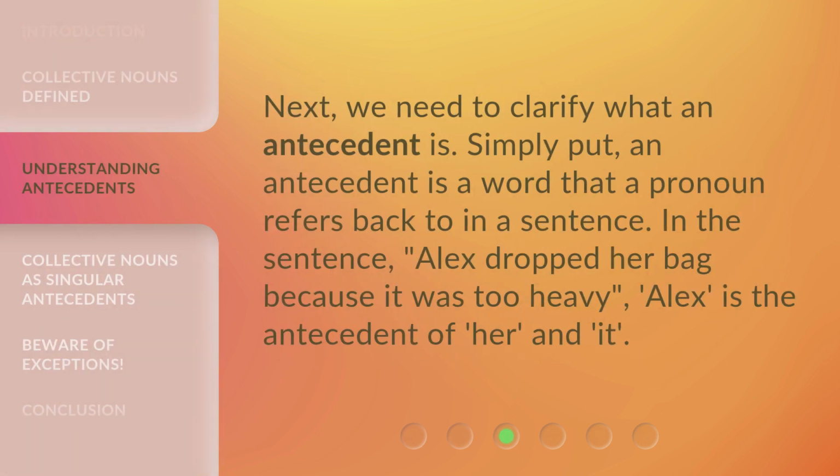Next, we need to clarify what an antecedent is. Simply put, an antecedent is a word that a pronoun refers back to in a sentence. In the sentence, "Alex dropped her bag because it was too heavy," Alex is the antecedent of her and it.